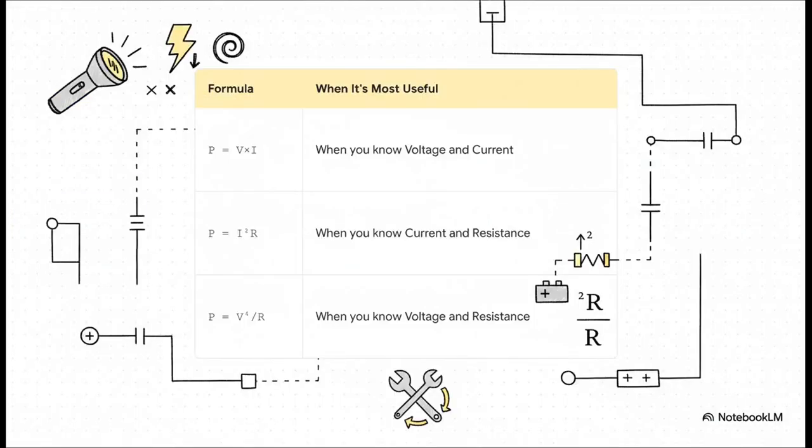So here they are, all 3 power formulas together. You can think of this as your ultimate power cheat sheet. Each one is perfect for a different situation, depending on what information you have about your circuit. This kind of flexibility is an absolute game changer when you're analyzing circuits.